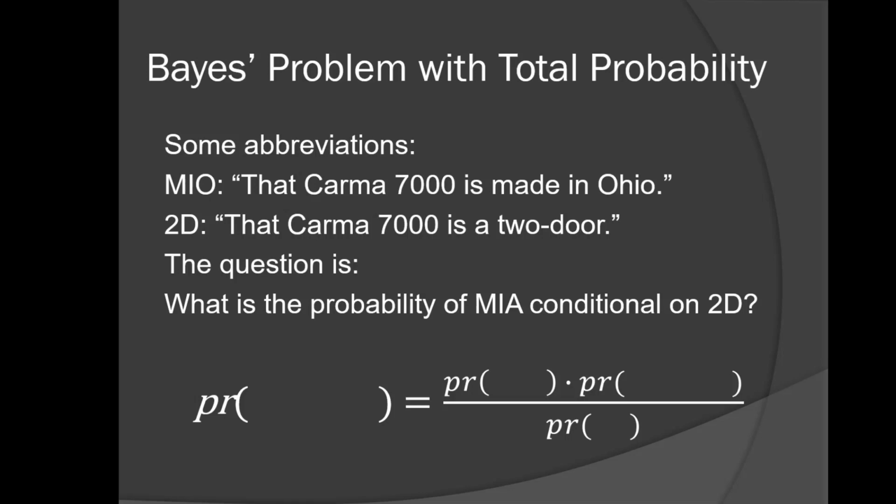So what I'd like you to do is pause the video now and get a piece of paper and pencil, something to write with, and plug in those abbreviations, MIO and 2D, in this expression where you think they belong. Go ahead and hit pause now, and then when you're ready, unpause the video.